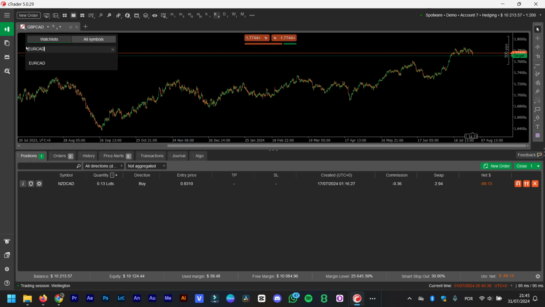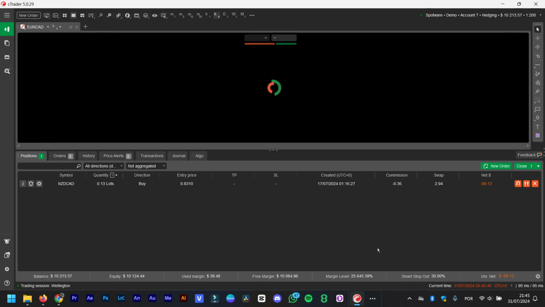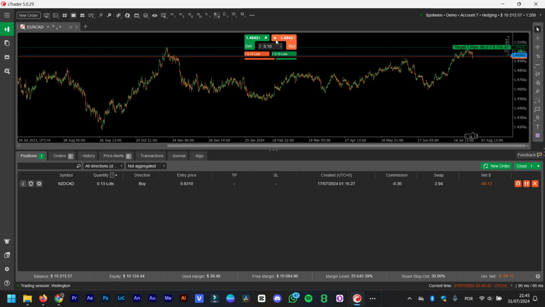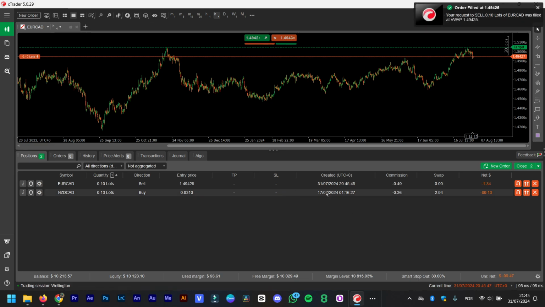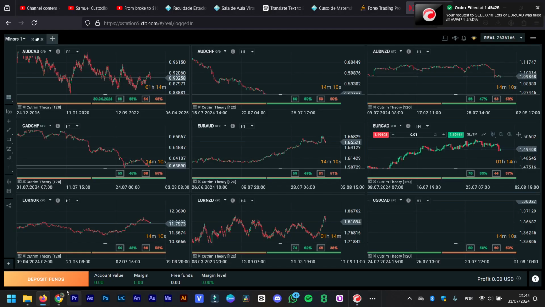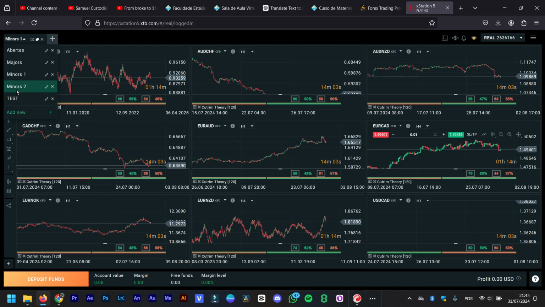So check out the margin. It's at 25,000%. As soon as I sell it, the margin's going to go down. Check it out. Boom, 10,000%. Okay, that's pretty much it. Now the second one will be, let me see. Let me go down to miners 2.